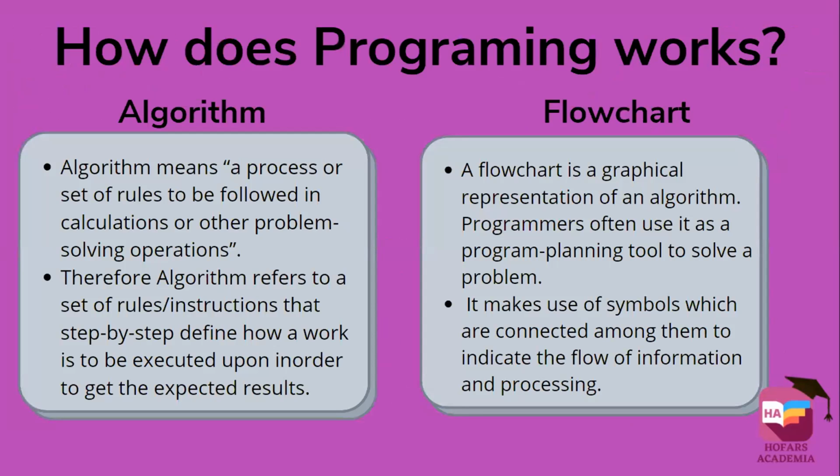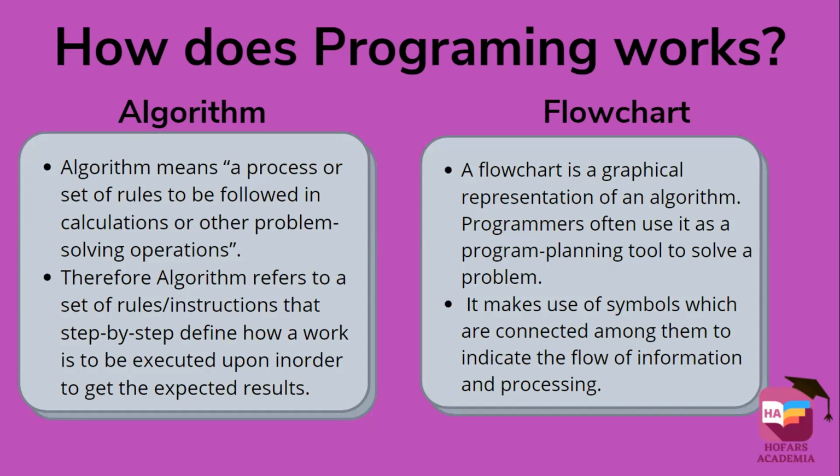So how does programming work? It is basically divided in two things, that is algorithm and the flowchart. So algorithm means a process or a set of rules to be followed in calculation or other problem solving operation. Whereas the flowchart is a graphical representation of an algorithm. Programmers often use it as a programming planning tool to solve a problem.